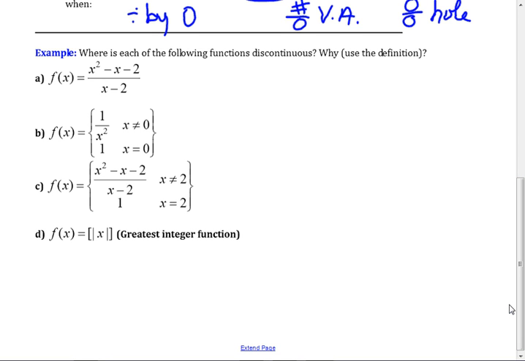Okay, so let's look at some problems. Ready? Let's look at the first one. And I didn't leave myself a lot of space, but that's okay. Now, the first thing I look for is just division by 0. Where has this got a problem? When x minus 2 is 0, or x is equal to 2. And now, why is this discontinuous? Because f of 2 does not exist. That's it. I'm done. That wasn't hard.